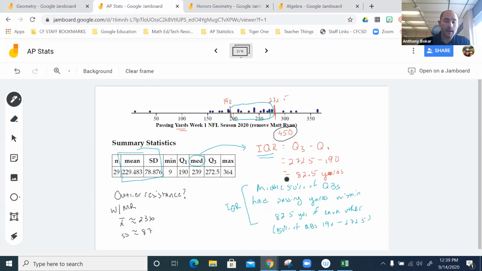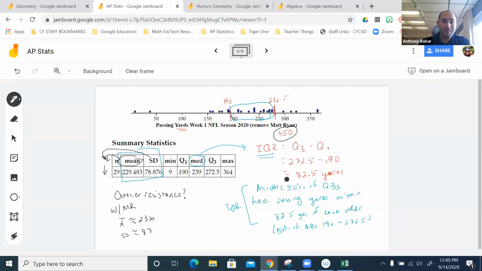So this standard deviation here is less because we don't include Matt Ryan, who contributes a lot of distance and variation to our players. So in this case, the mean and standard deviation both went down when I took out Matt Ryan, because Matt Ryan is such a high value, he increases the average and also increases the variation because he's so far from the average.